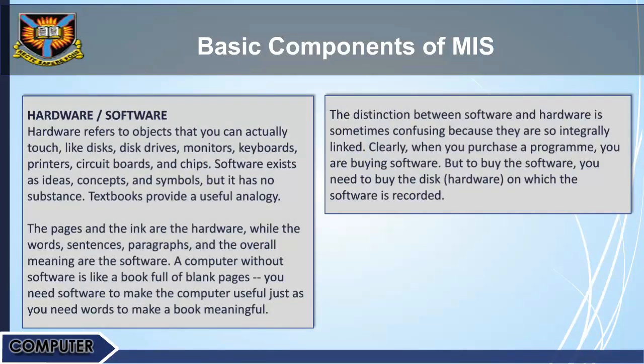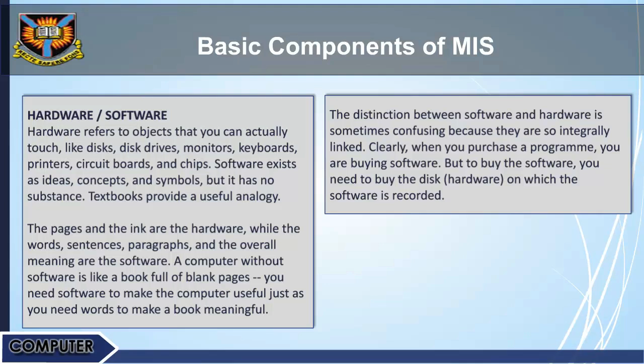Hardware/software. Hardware refers to objects that you can actually touch, like disk drives, monitors, keyboards, printers, circuit boards, and chips. Software exists as ideas, concepts, and symbols, but it has no substance. Textbooks provide a useful analogy. The pages and the ink are the hardware, while the words, sentences, paragraphs, and the overall meaning are the software. A computer without software is like a book full of blank pages. You need software to make the computer useful, just as you need words to make a book meaningful.